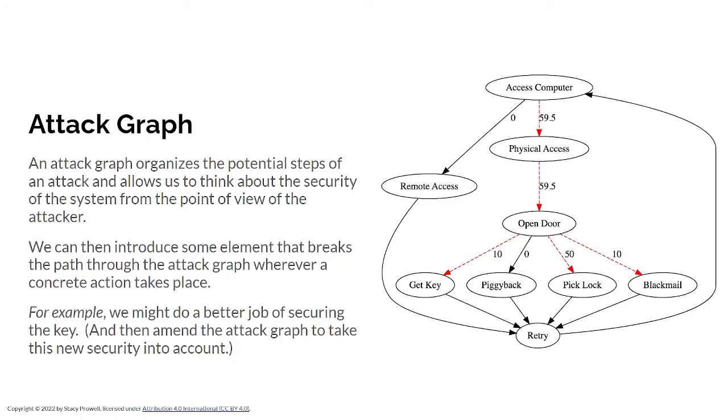So back to the attack graph. This organizes the different steps, and you can see I've highlighted the ones with dashed lines where the probability is non-zero. And this lets us think about the system from the point of view of the attacker. And then we can introduce some elements to try to break up the path through the graph wherever there's a concrete action. For example, here they're getting the key. Well, maybe if we do a better job of securing the key, we can reduce this probability.